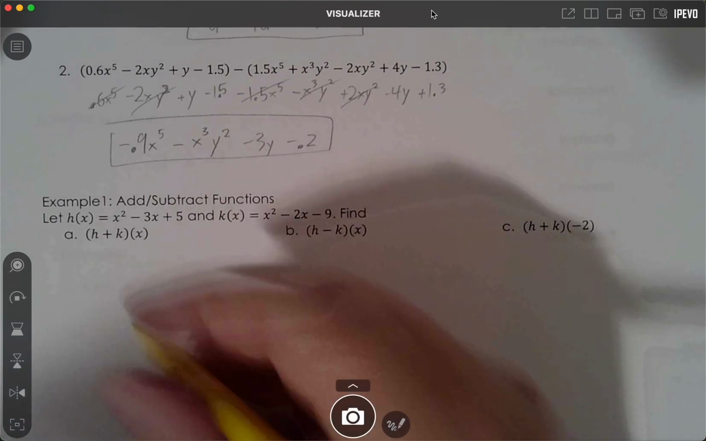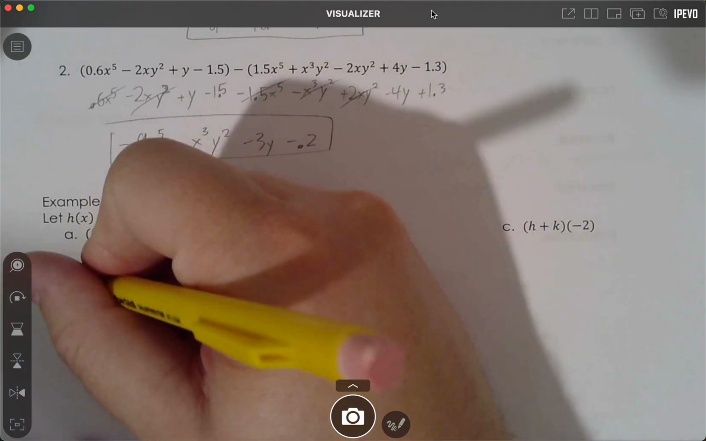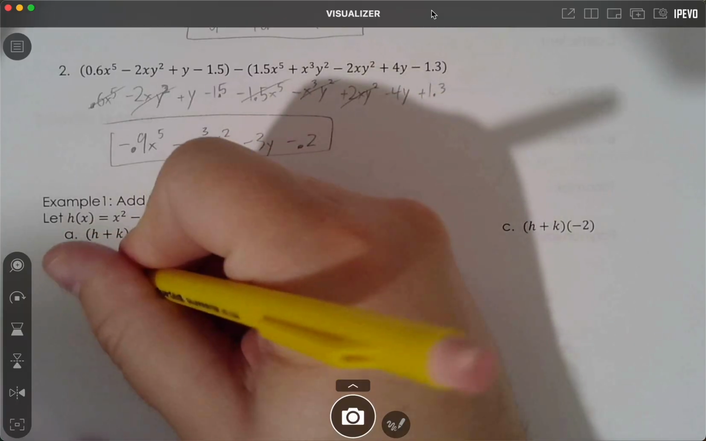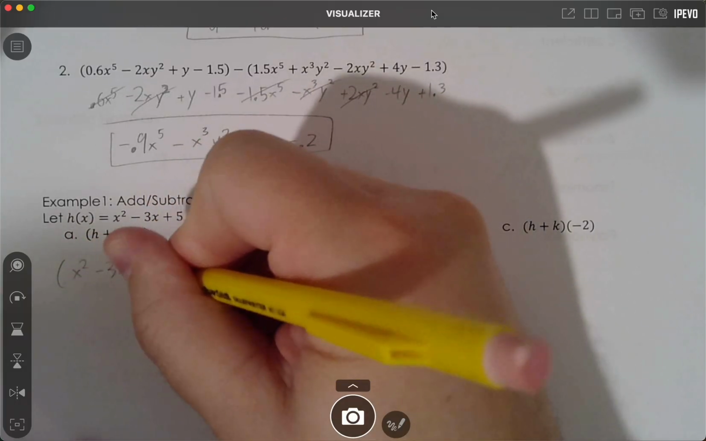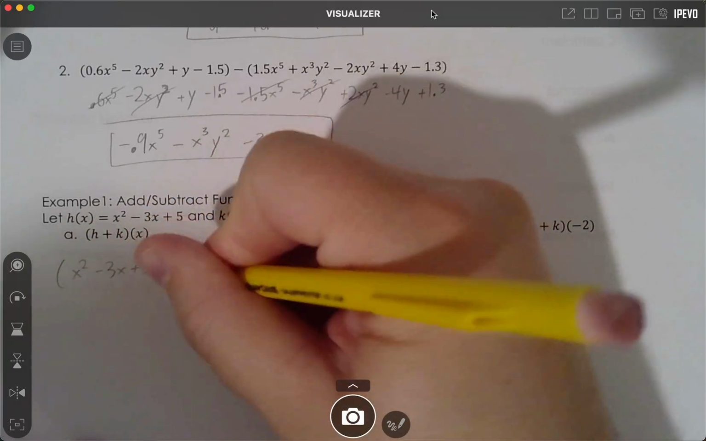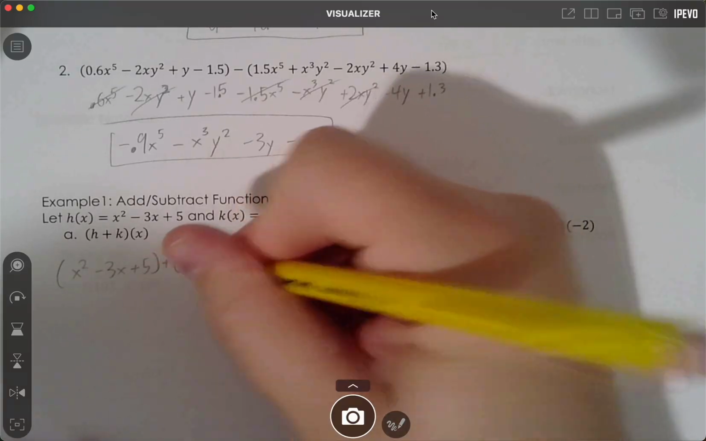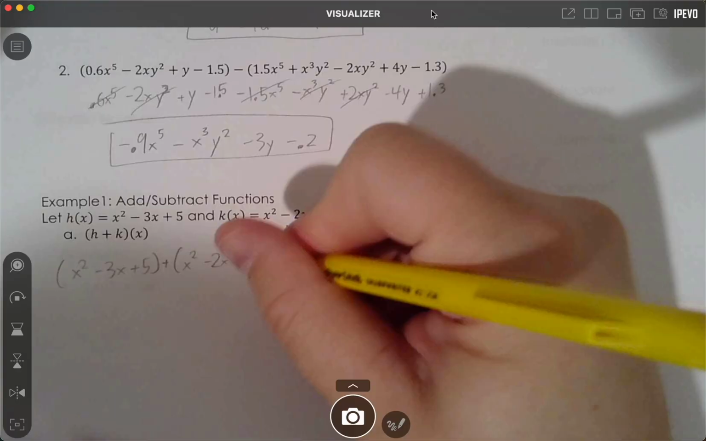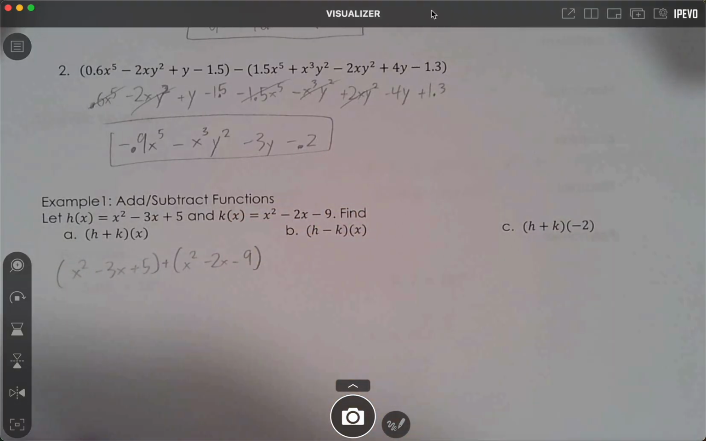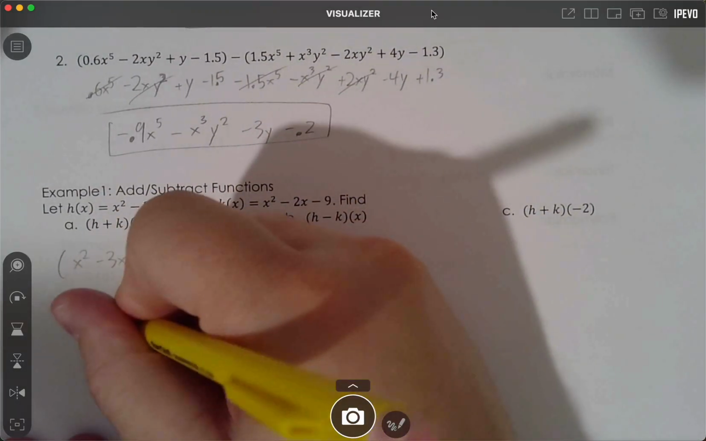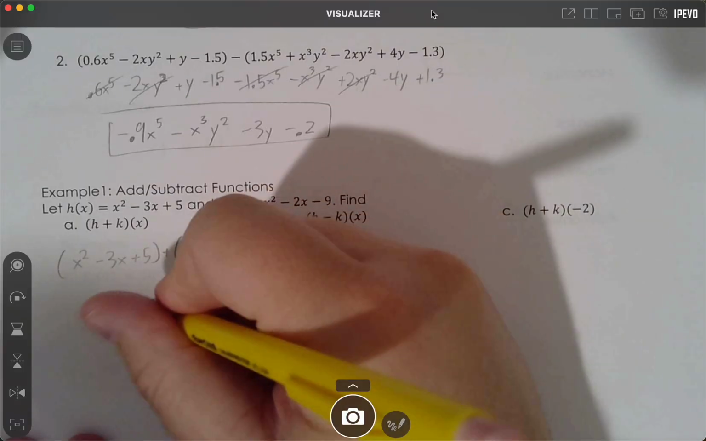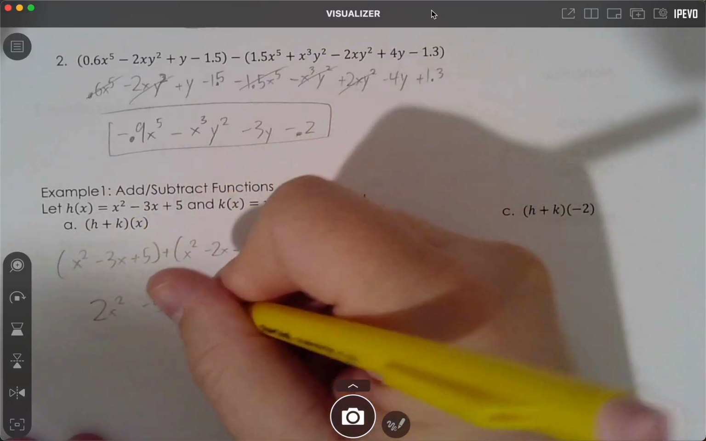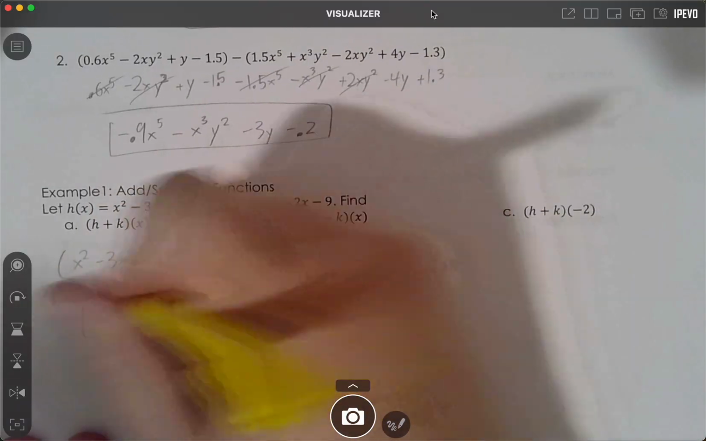Up next, we're really not going to go through this whole one, but I just want to show you what this is saying. This is just a shorthand of saying this is x squared minus 3x plus 5 plus x squared minus 2x minus 9. And I guess we'll work that one out quickly. That's going to be 2x squared. That's going to be minus 5x minus 4. Because that was addition, it was really easy.